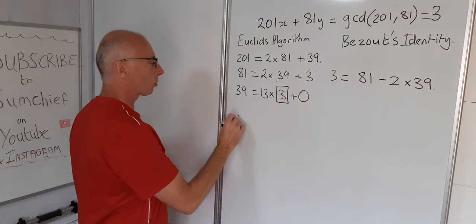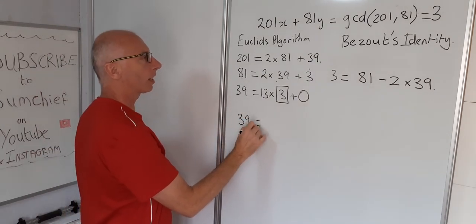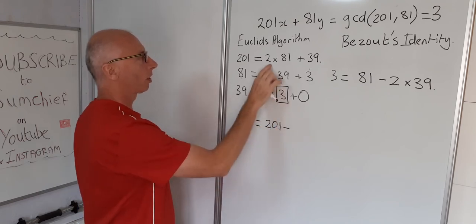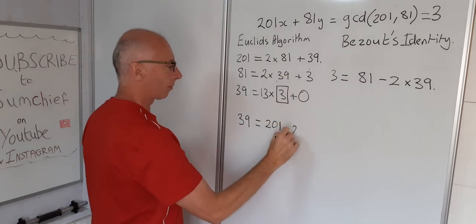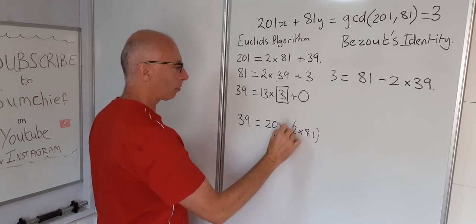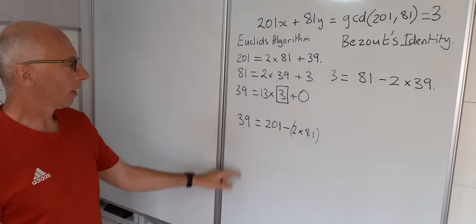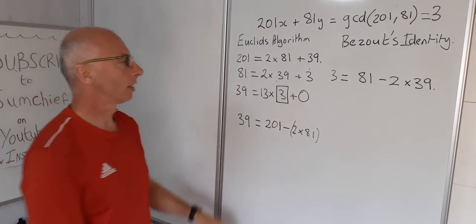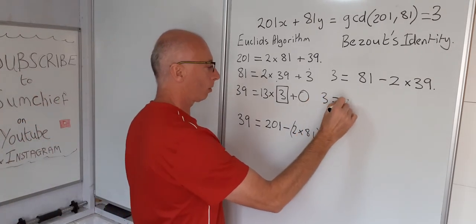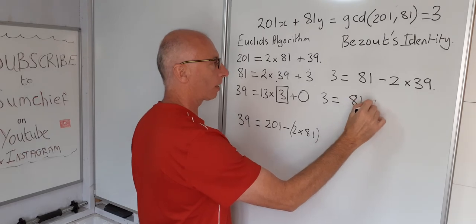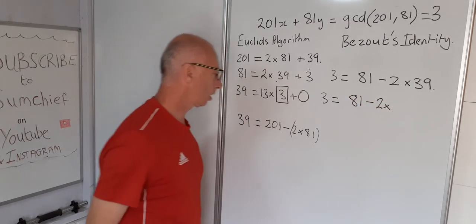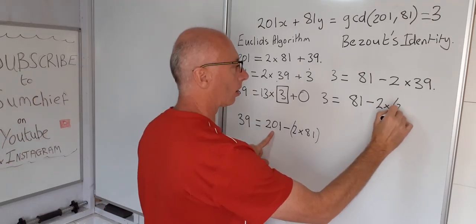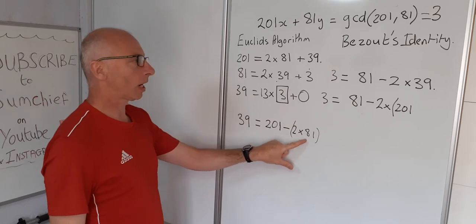So 39, if I just write that here, 39 equals 201 minus 2 times 81. We can put that in brackets if we like. Okay, so now for this 39, we substitute that for that. So now we say 3 equals 81 minus 2 times (201 minus 2 times 81).